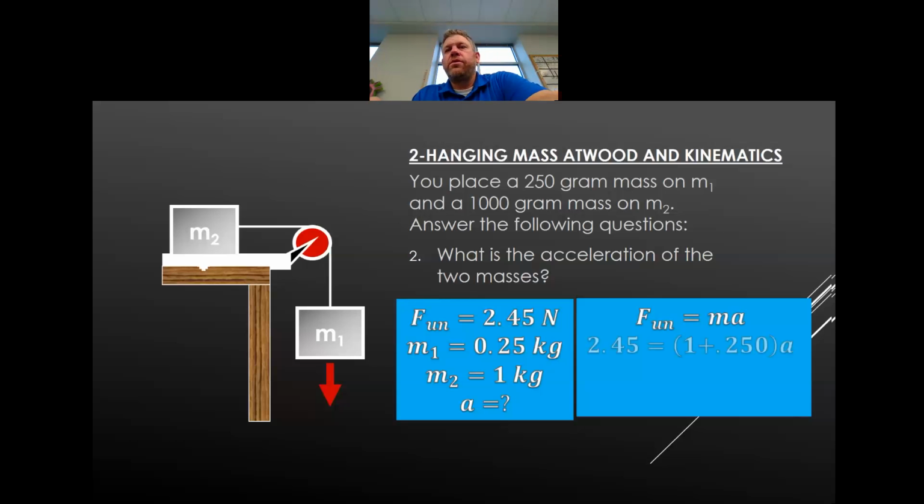What we're going to do is take 2.45 and divide it by both of those masses together, because both of them are going to move because they're both attached with a string. So we see our acceleration is about 1.96 meters per second squared. Again, it is under 9.8, so we're in a good place there.